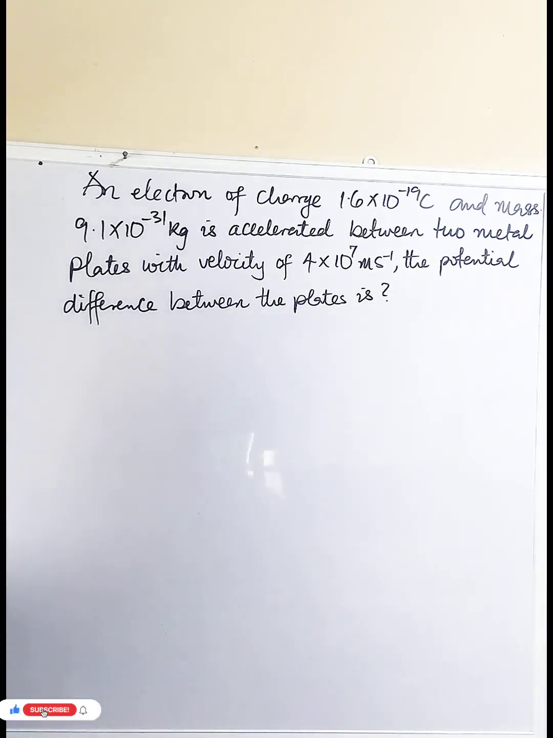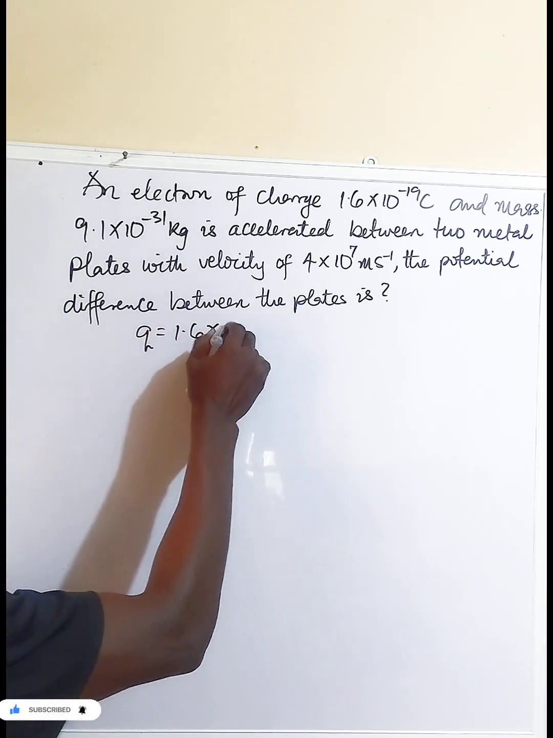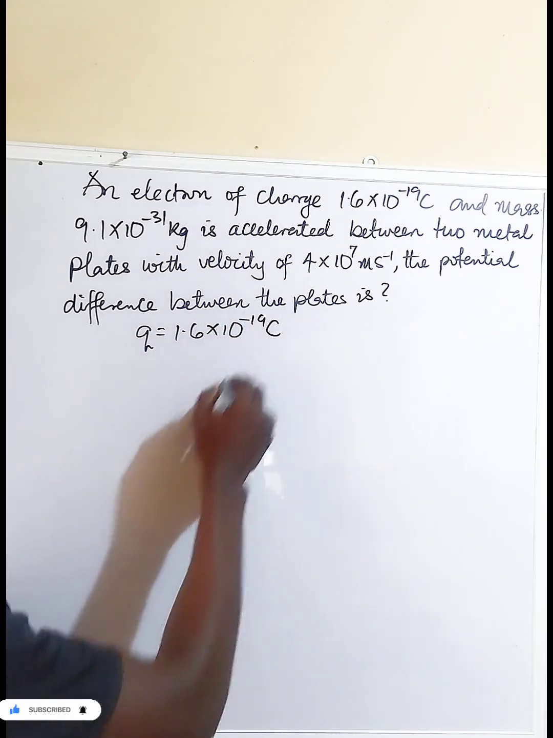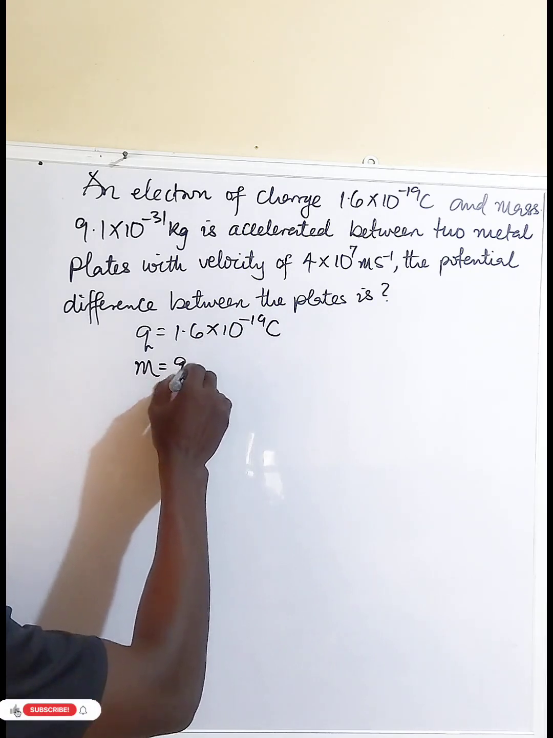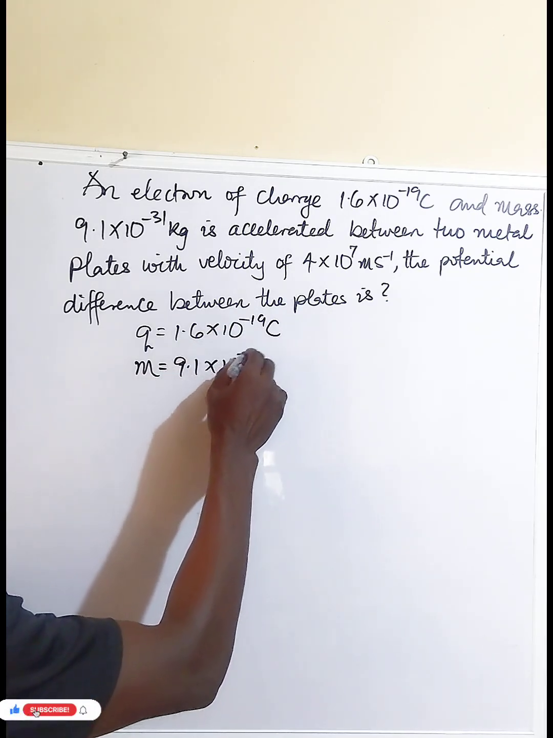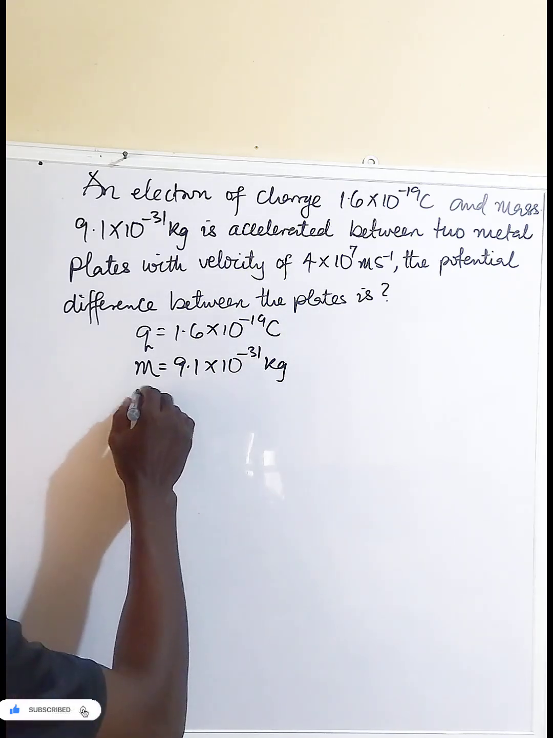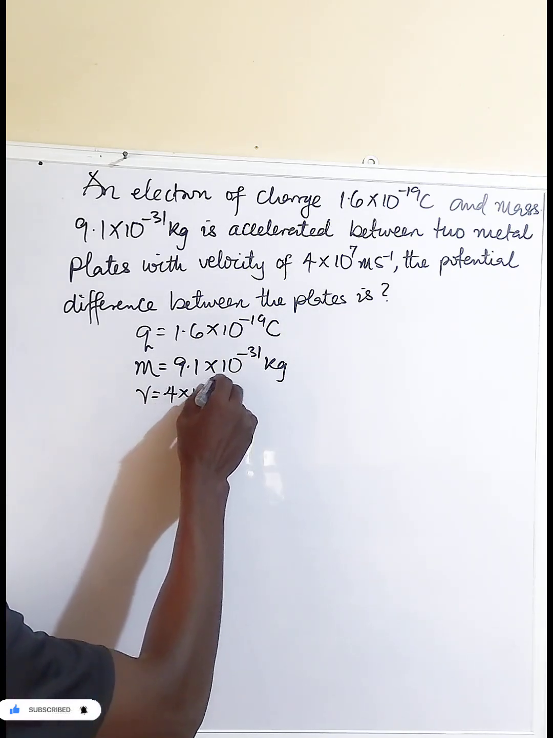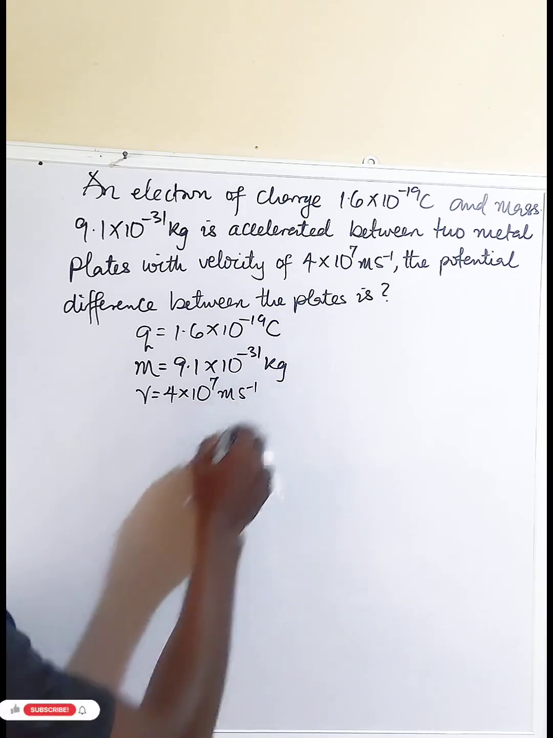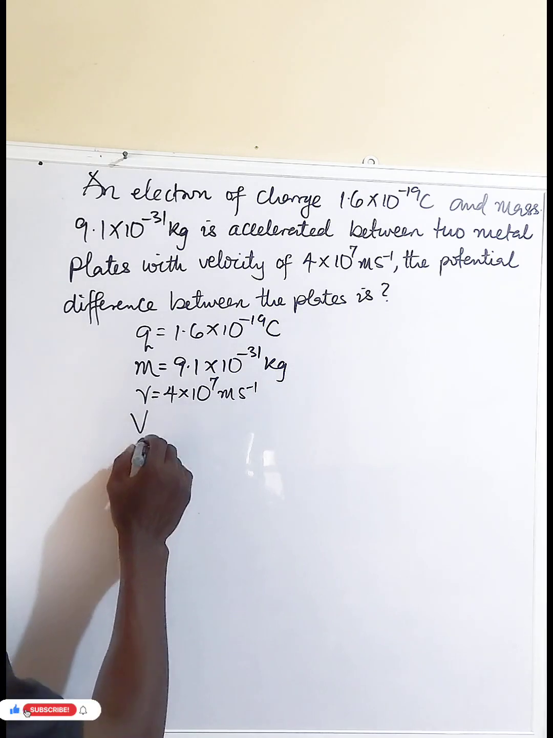Okay, now first of all we just need to write out the parameters. The charge Q is given as 1.6 times 10 to the power minus 19 coulombs. The mass of the electron is 9.1 times 10 to the power minus 31 kilogram. The velocity is 4 times 10 to the power of 7 meter per second. And we are asked to find the potential difference V.